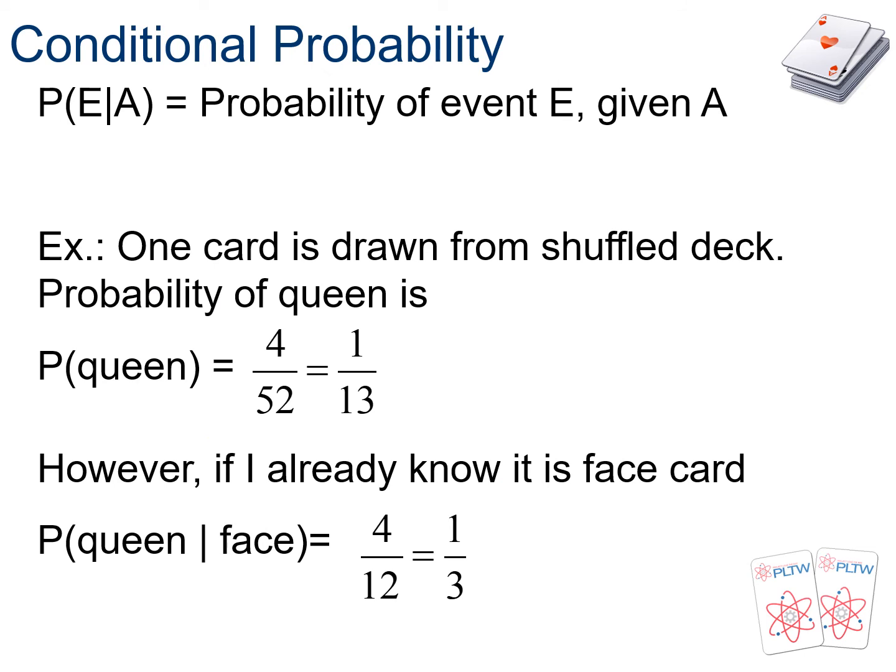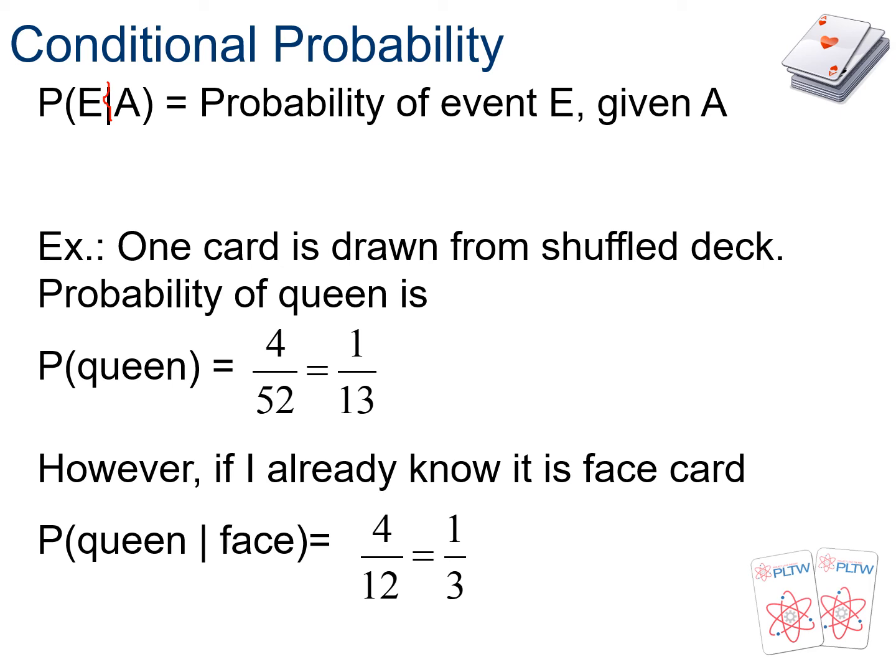All right, a conditional probability has this line in the middle, okay? Then we write it as P of E bar A. This little line right there is called the bar. So probability of E bar A means probability of E happening given that A happened. So first A and then E. So for example, one card is drawn. What's the probability we get a queen? Well, queen is 4 out of 52, right? Because there are 4 queens, which is 1/13.